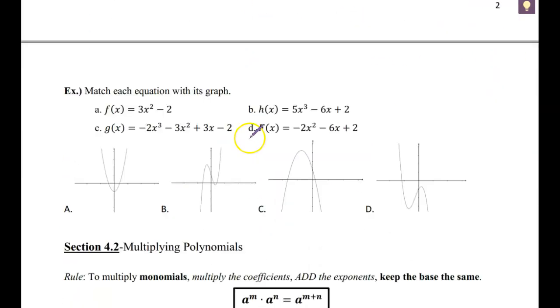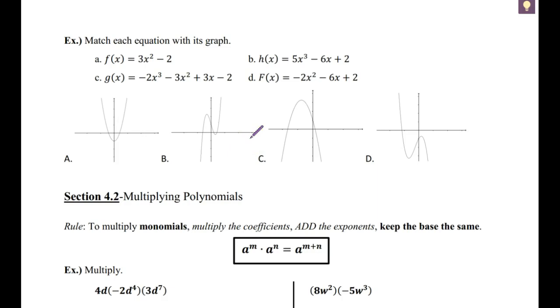So in this section here, all we're doing is matching a graph with an equation. We don't have to know specifics about the graph. We don't have to know where it crosses the x or y axis yet, or any points on this graph or anything like that. All we have to do is match it based on the leading term.